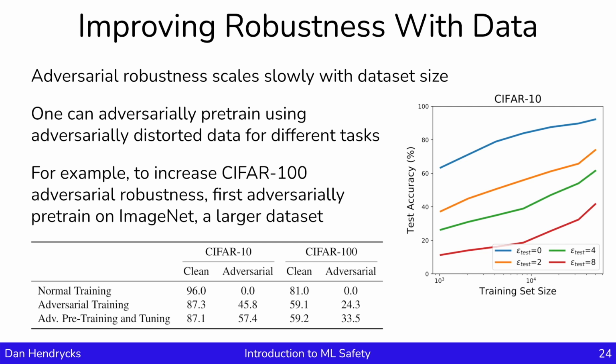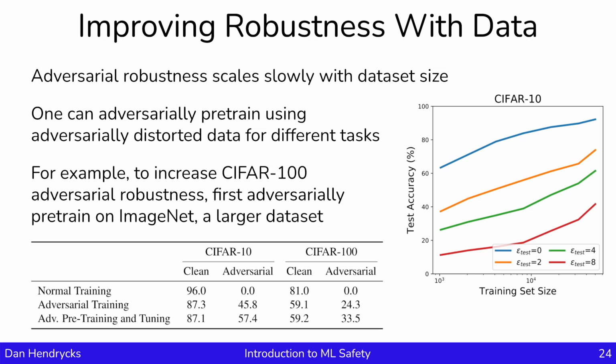So if we perform normal training, as the table below shows, the adversarial robustness is, of course, 0%. And if we perform vanilla adversarial training, we get, in the case of CIFAR-10, something about 46%. If we adversarially pre-train on ImageNet, and then adversarially fine-tune on CIFAR-10, then we end up getting approximately 57%. So it's possible to leverage other larger labeled data sets, adversarially pre-train on them, and then fine-tune with adversarial training on the task that you care about.